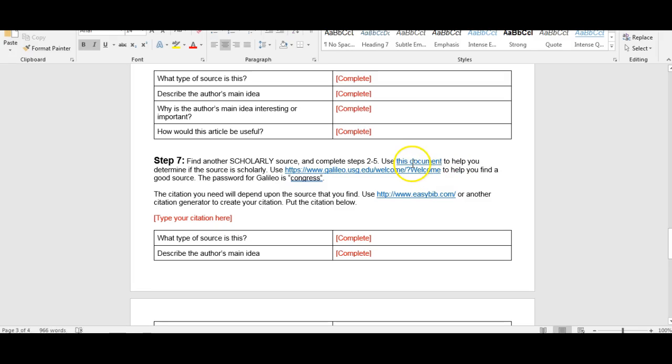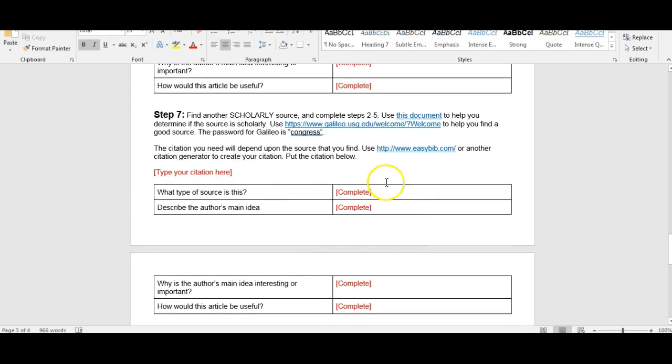We're going to use Galileo. All right, and the password for Galileo is Congress. I suggest you come to class. You'll get a lot of this done. All right, the citation that you need will depend upon whatever source it is that you find. You can use EasyBib or any other citation generator to create your citation. Put it below right here.